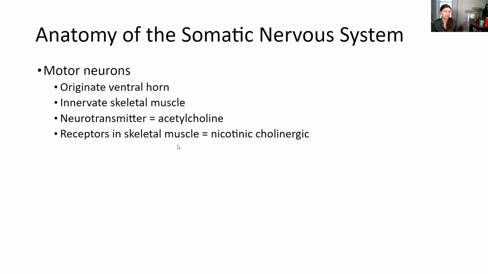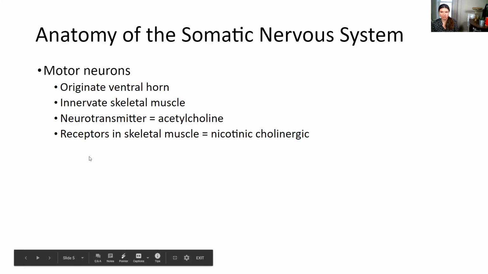Specifically, our receptors in skeletal muscle are going to be nicotinic cholinergic receptors. So we remember that those are basically the ones that open ion channels. They're fast. They're a version of an ionotropic receptor. We also saw them in our ganglia, right? When we were having our presynaptic and postsynaptic neurons in the autonomic nervous system, we saw nicotinic cholinergic receptors there. We're seeing them again now in our skeletal muscle.